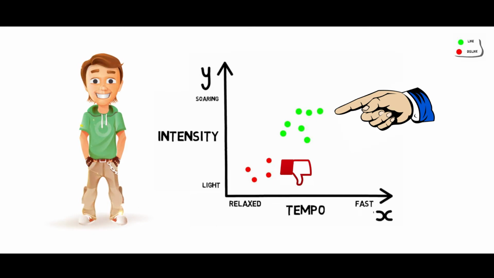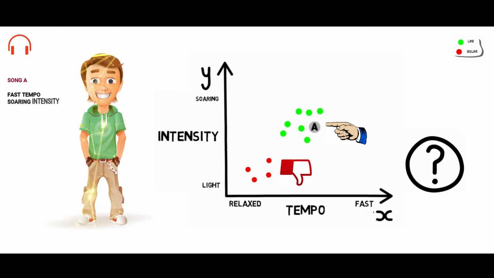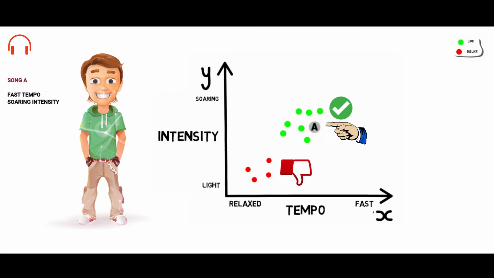So now we know Ajay's choice. Let's see. Ajay listened to a new song. Let's name it Song A. Song A has fast tempo and a soaring intensity, so it lies somewhere here looking at the data. Can you guess whether Ajay will like the song or not? Correct. We were able to classify the unknown song very easily, right?